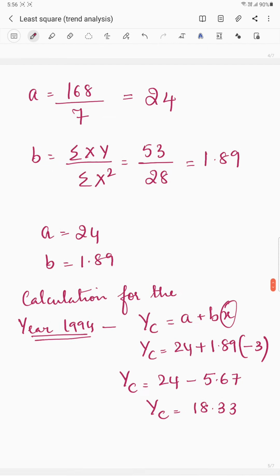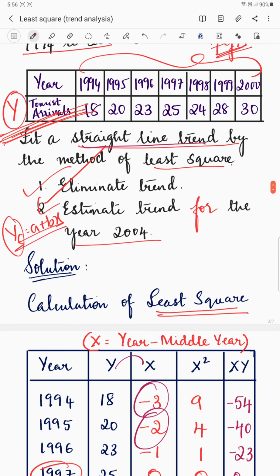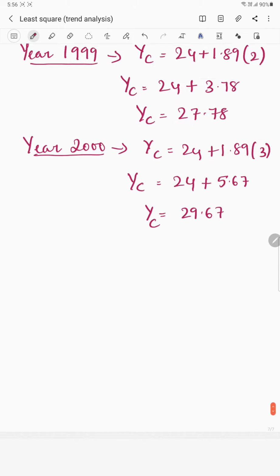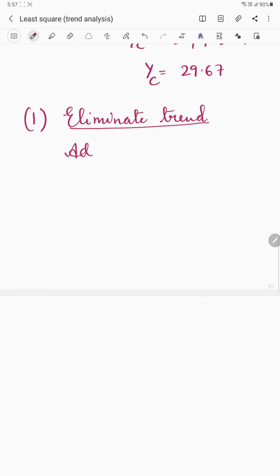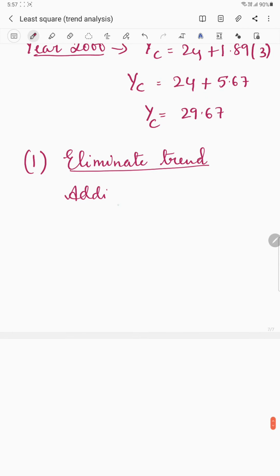Okay, so now what he has asked in the question, we are done with fitting the straight line trend. Fitting the straight line trend means calculation of the yc value. Okay, now next he is asking you to eliminate trend. In this you will be using the additive model. So the first part of the question, eliminate trend. Okay, so eliminate trend means it is the additive model.